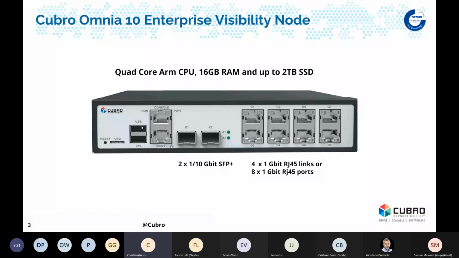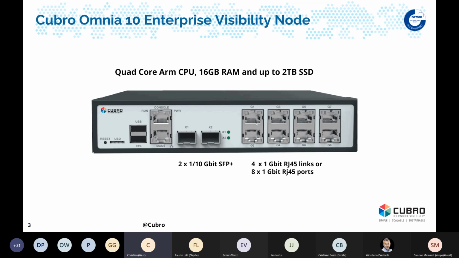My name is Christian Ferenz. I'm based in Vienna, and I'm the CEO of Cubro. Maybe a few of you know Cubro already. We are coming from the tap and packet broker business, and we have now developed a new platform. It's not only this product, but today we talk about Omnia 10, a small packet broker that has a lot of advanced features, and you will see what we can do today.